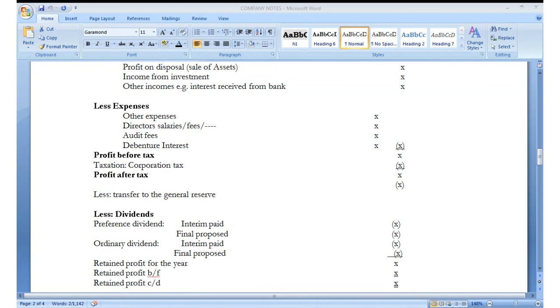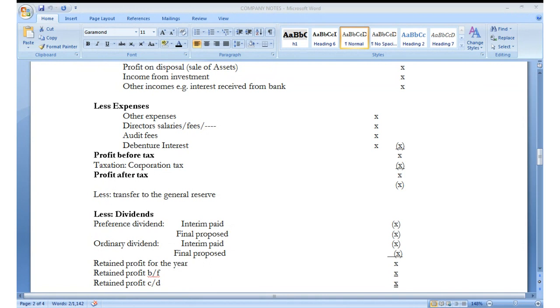So dividends, both interim and final proposed, they are subtracted. That's why you can see they are all in brackets. So if there is preference dividend, you subtract. If there is ordinary dividend, you subtract. If you have both, you subtract.